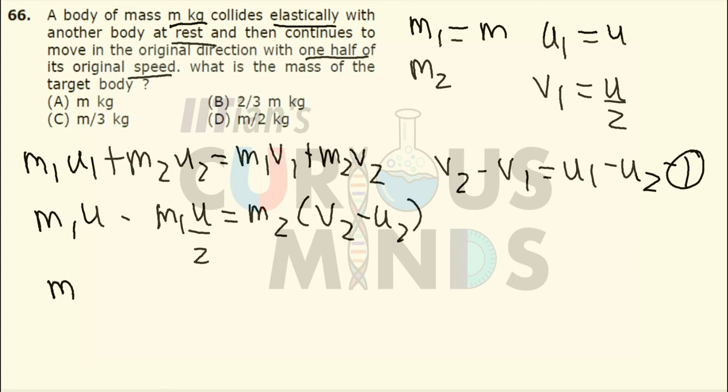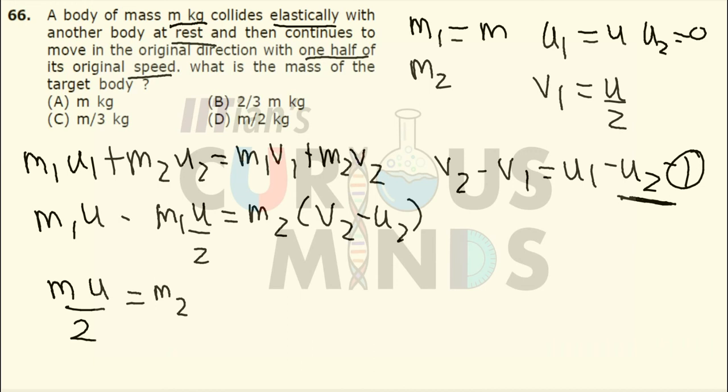So it will be equal to mu divided by 2 is equal to m2 times v2 minus u2. Now understand that the initial velocity of the second particle over here, it was initially at rest. So I can say that u2 is equal to 0.